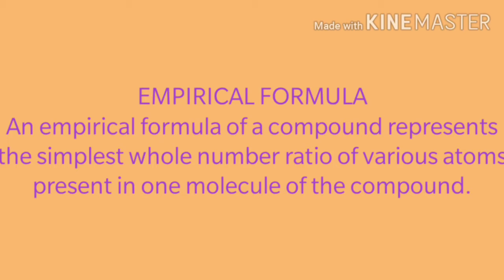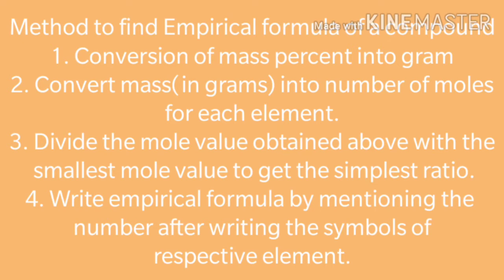Now we have to see the method to find the empirical formula of a compound. The first step, conversion of mass percent into gram. Convert the mass percent into gram by taking 100 gram of the compound as the starting material. For example, 4.07% means 4.07 gram if we take 100 gram as the starting material.